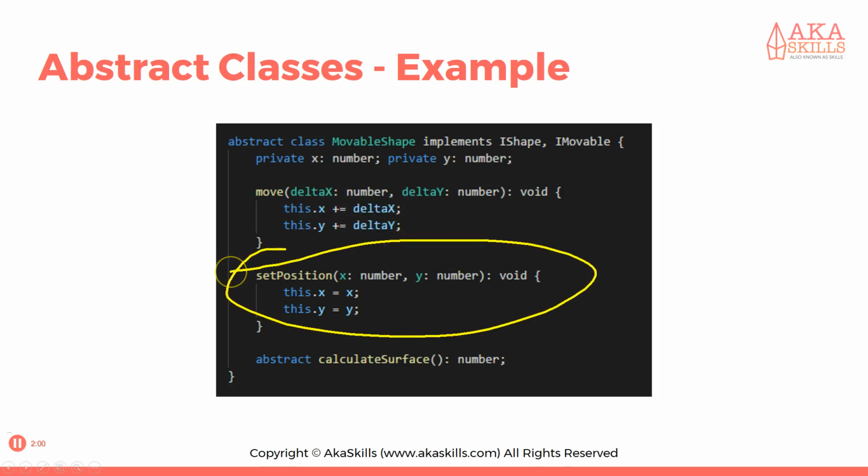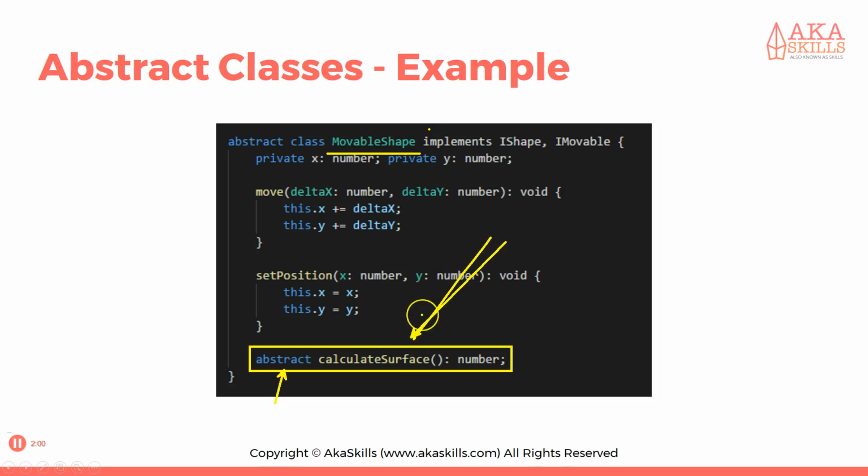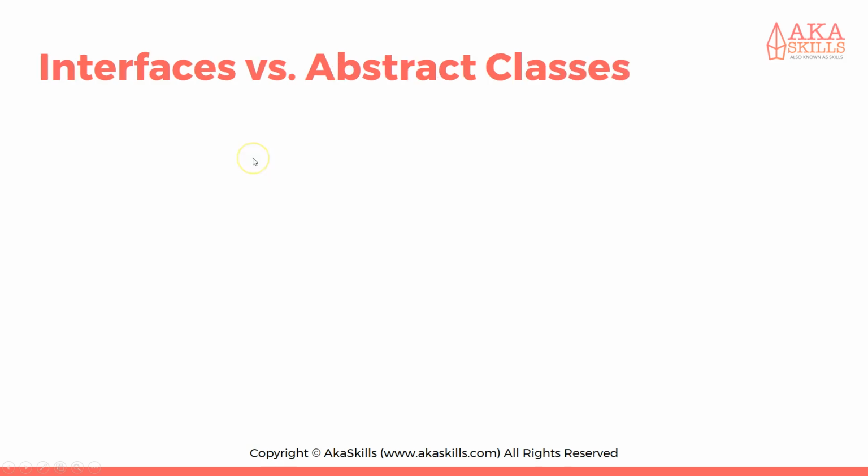After that, I have another method, setPosition. To the end, I'm defining an abstract method. So I'm saying abstract calculateSurface, and this returns a number. So I'm not implementing it, I'm just defining it, and everybody who inherits MovableShape should actually implement it or again declare it as abstract.